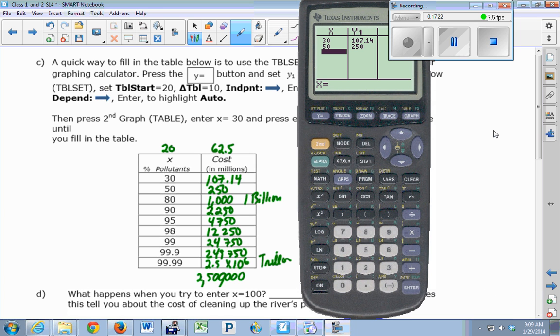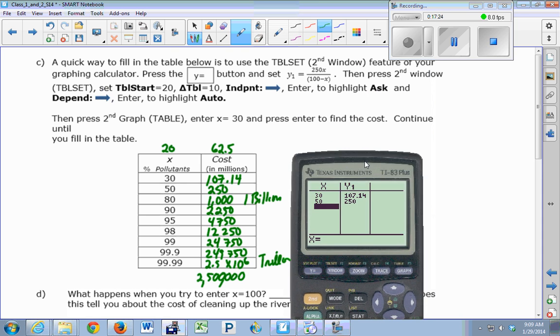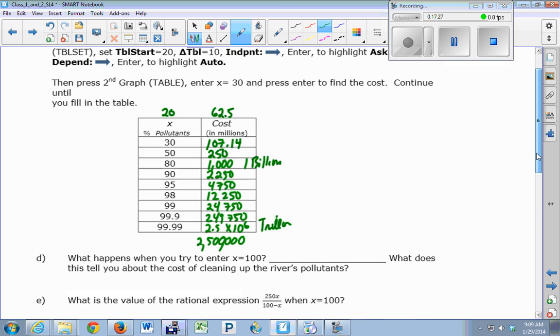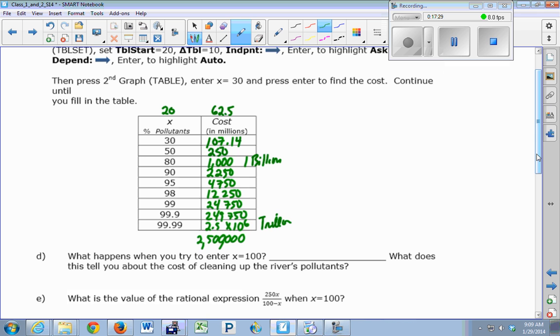Denotes scientific notation. Okay, so what's happening to the cost as we get closer and closer to 100? What would happen if you were on a graph? What would be happening to your graph? It's definitely increasing, and it's going out the roof, right? It's just exploding. And so what happens when you try to enter 100? Did you try to enter 100 into your table? Let's see. Now let's find out.